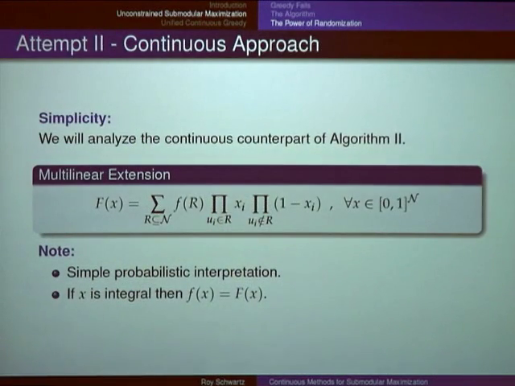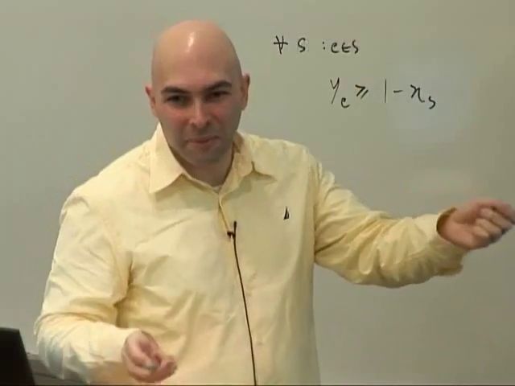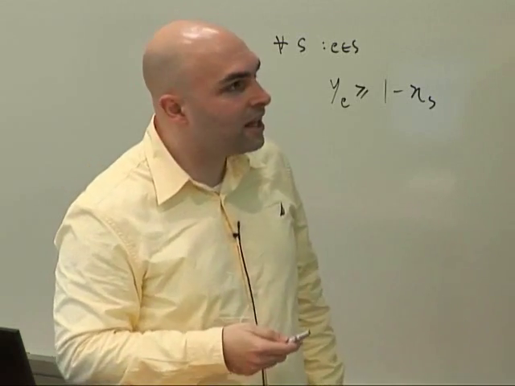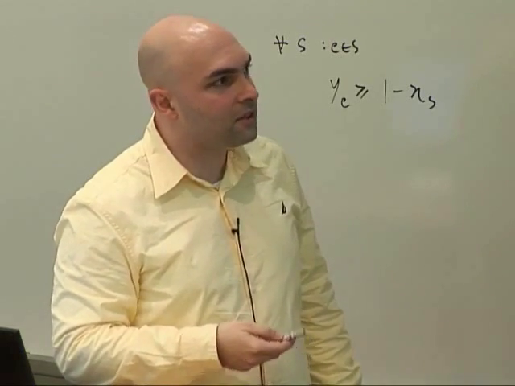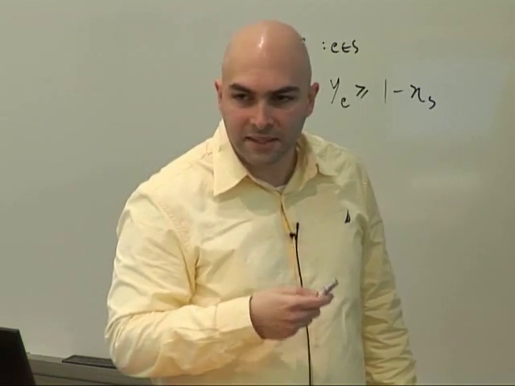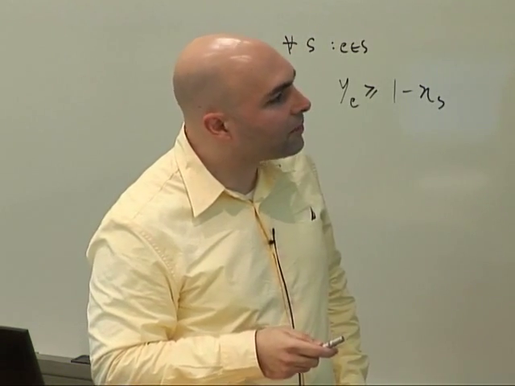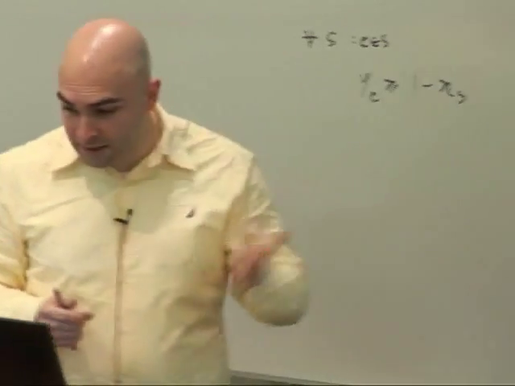Note that if x is not fractional but an integral vector, then the distribution has only one outcome with probability 1. So in this sense, it is an extension. It actually extends the function. This is not the only extension. There are other extensions which are useful in other settings, for example, the Lovász extension and so on, but I won't go into this. So this is the new objective, the multilinear extension.